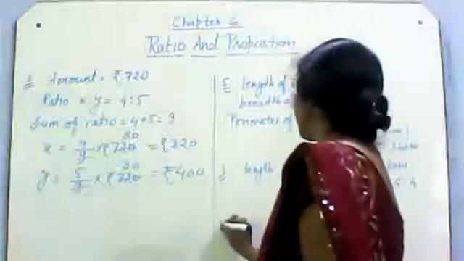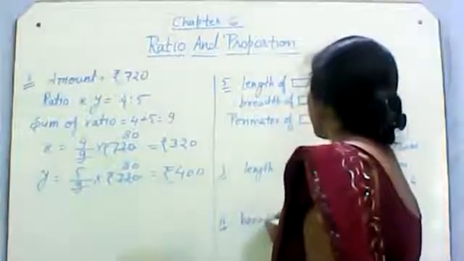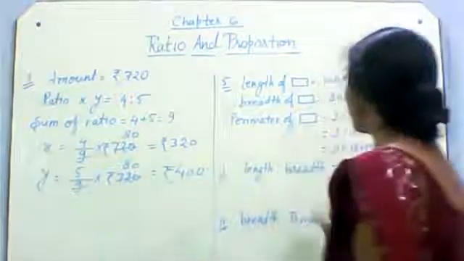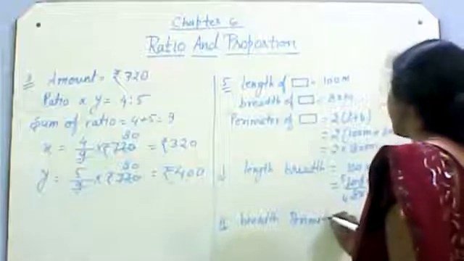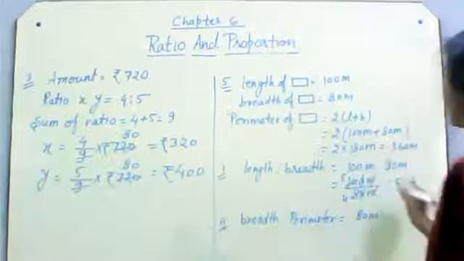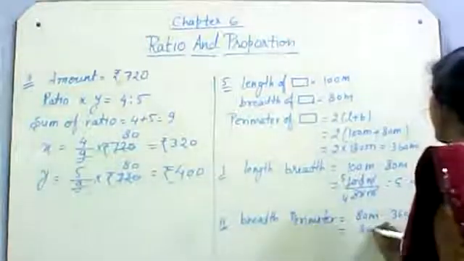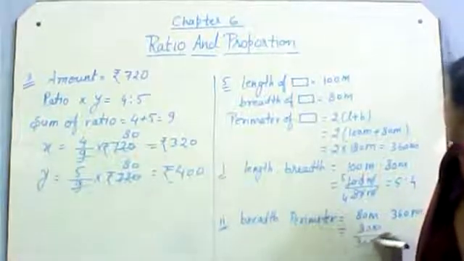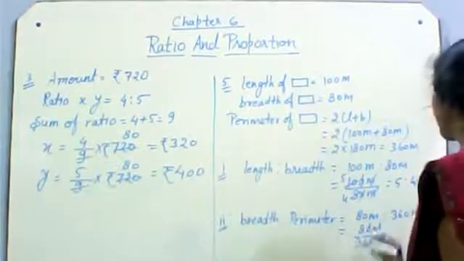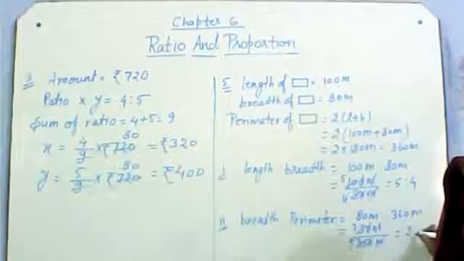And second one, it is asking width ratio perimeter. That is why I found perimeter first. Width is 80 meter, ratio perimeter is 360 meter. Now find it, 80 meter upon 360 meter. Meter cancel, 0 cancel. You can cancel it by 4. 4 2s are 8, 4 9s are 36. So this one is 2:9.